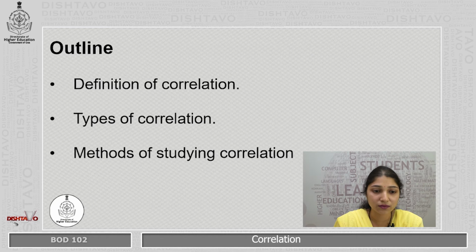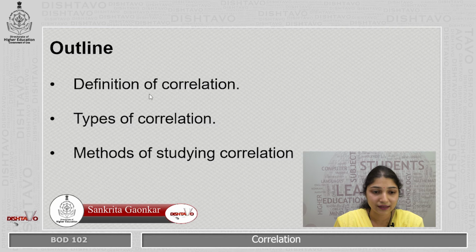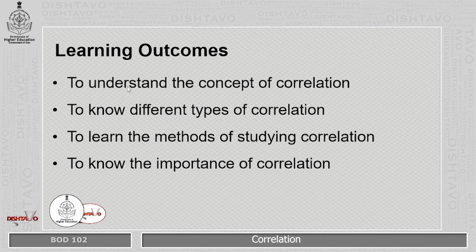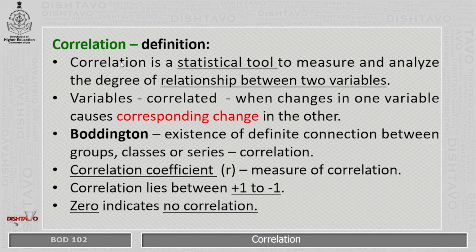This is how the outline of my presentation goes: definition of correlation, types of correlation and methods of studying correlation. At the end of this presentation, students will be able to understand the concept of correlation, to know different types of correlation, to learn the methods of studying correlation and to know the importance of correlation. First, we will see the definition of correlation.